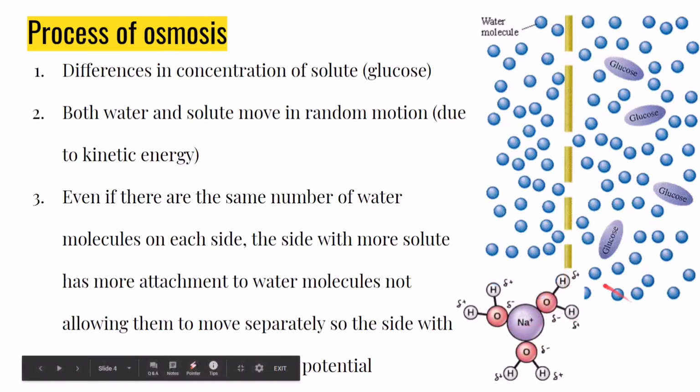And let me, for example, show you here. If we had a solute of sodium, the water molecules would attach to this sodium, leaving fewer water molecules to freely move around, meaning the water potential, the pressure exerted by the water molecules, would be lower because there are fewer water molecules bouncing around, creating pressure.